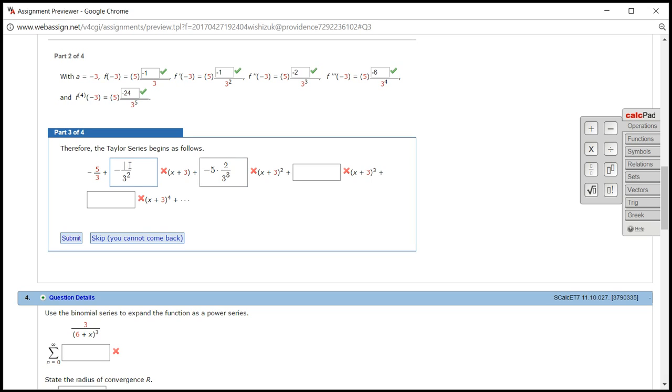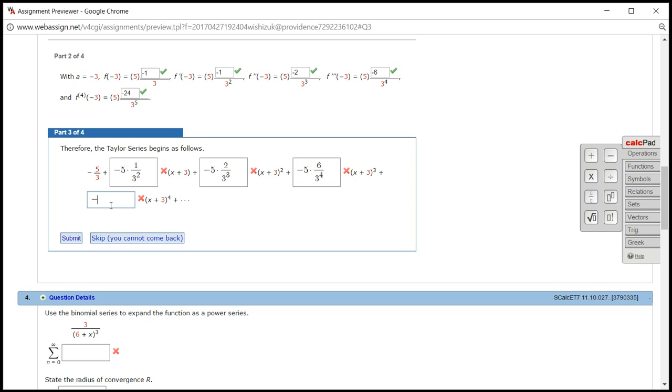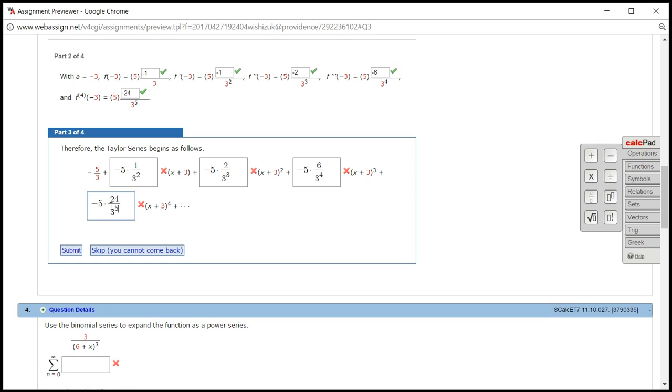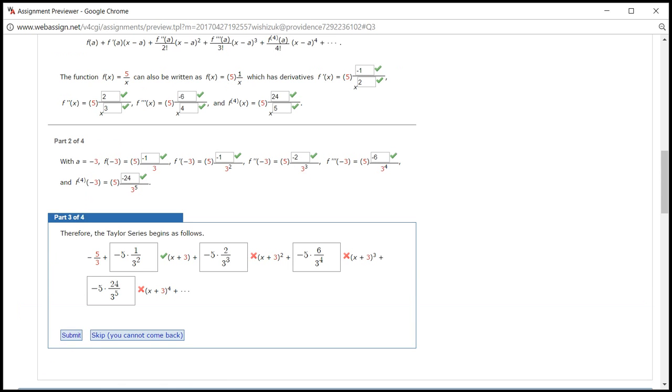All right, and maybe I'll keep the same format here. So here I'm going to put, let's see, 5 here. All right, then put maybe times, and then here's 1. All right, then we have that, and we still have -5 and times 6 over 3 to the 4th power. All right, and then the last one is -5 times 24 over 3 to the 5th power. All right, so let's submit. All right, actually I messed it up, sorry.